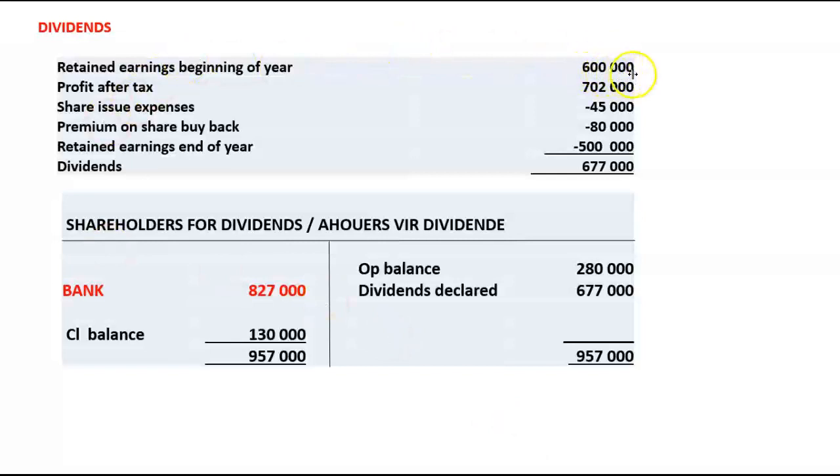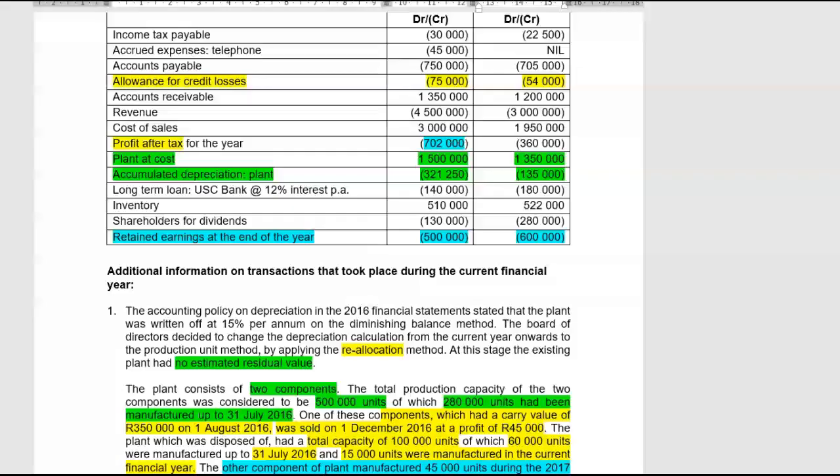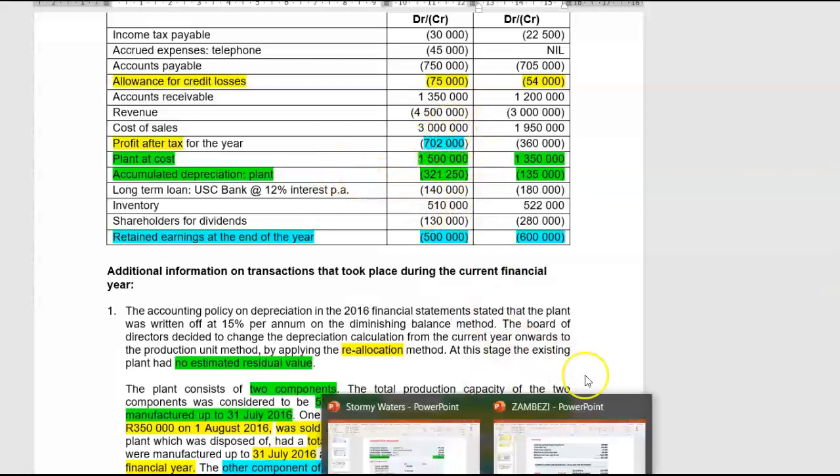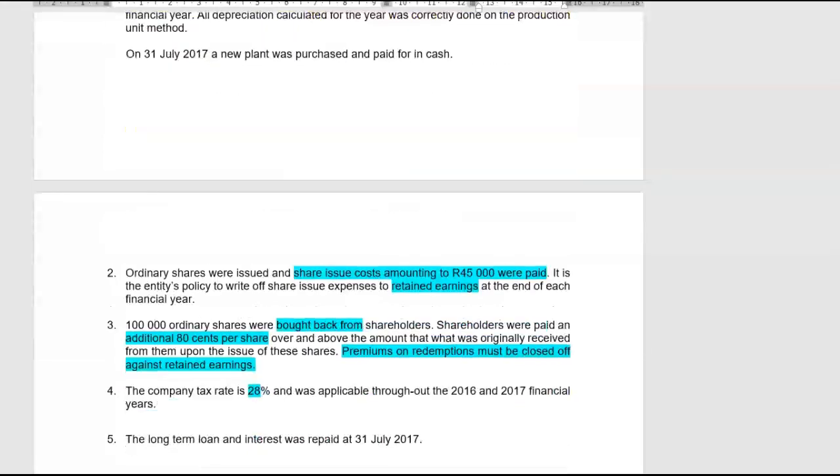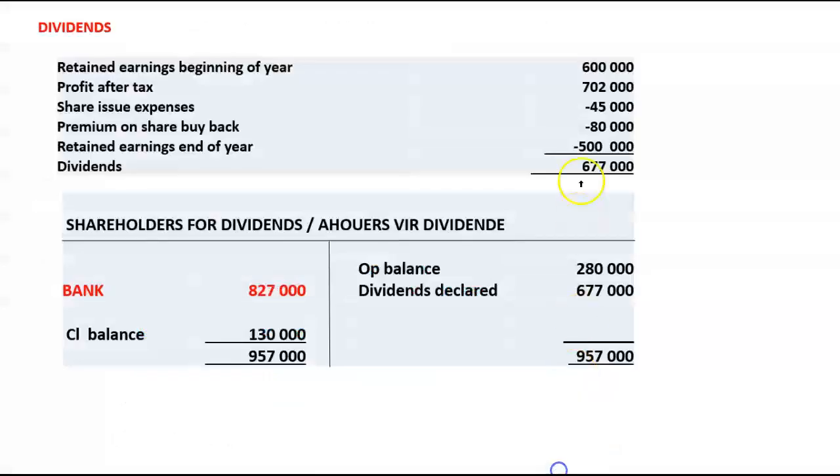Retained earnings in the beginning of the year, 600,000. Then profit after tax, they gave it to us, that was the 702,000. Then we had share issue expenses of 45,000. Then we had this premium on the buyback of the shares, 100,000 times 80 cents. That also reduced our retained earnings, 80,000. Our retained earnings at the end of the year was 500,000. So that means our balancing figure must have been our dividends, which we have declared during the year, 677,000.